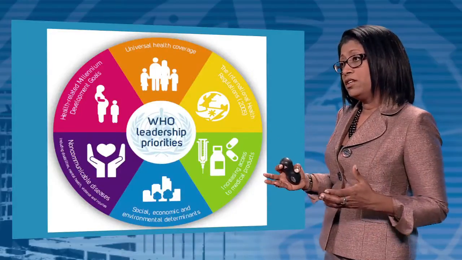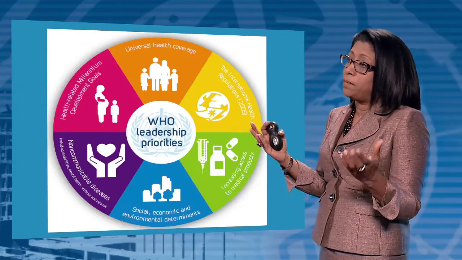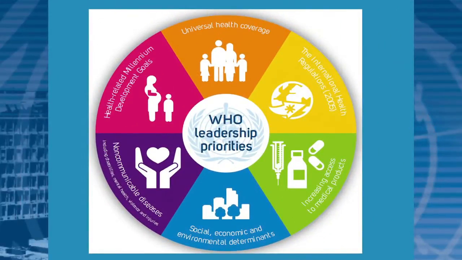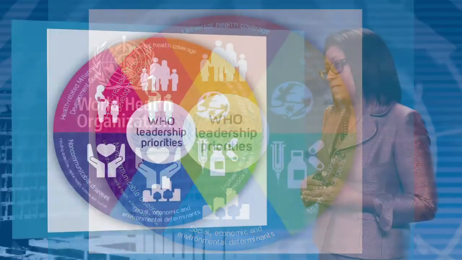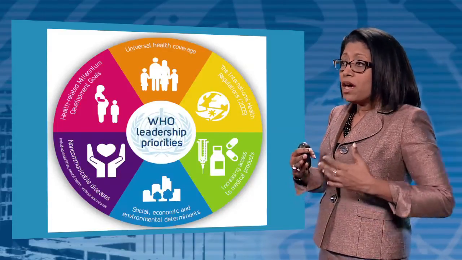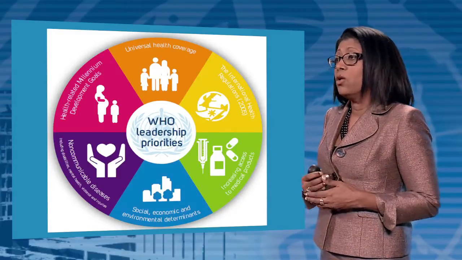Now, for the current period, WHO has six leadership priorities in which these six core functions are played out. The first leadership priority is universal health coverage. And universal health coverage goes all the way back to the founding of WHO. This is, in fact, why WHO was established, so that every man, every woman, every child on this planet could have access to the best possible health care to protect themselves and their families. And so universal health coverage is a value, it's a leadership priority, and it is a program. And we do this through equitable access to health systems and health services in all countries.